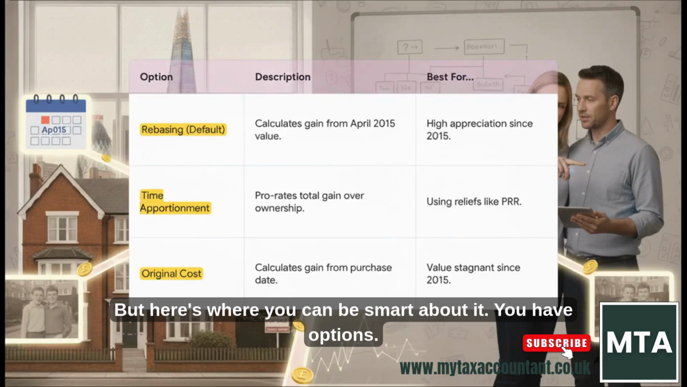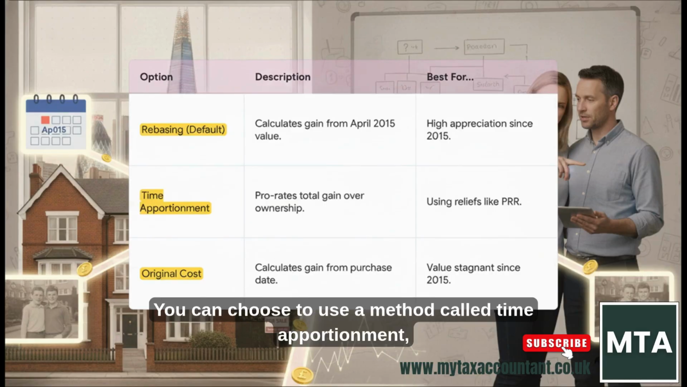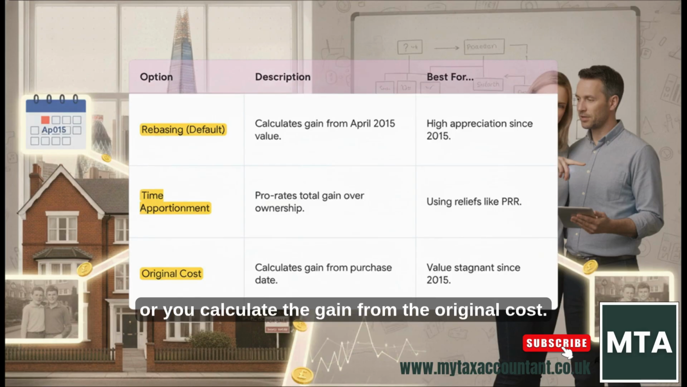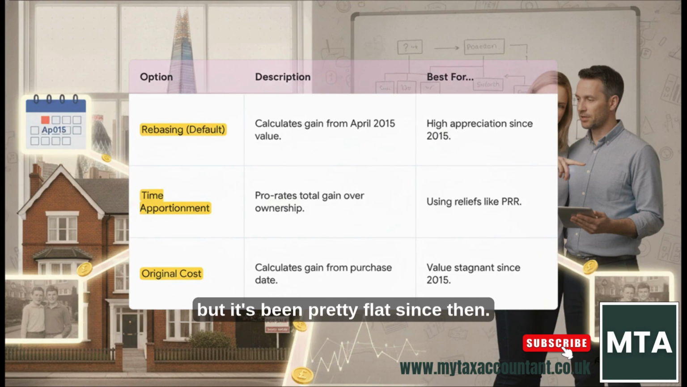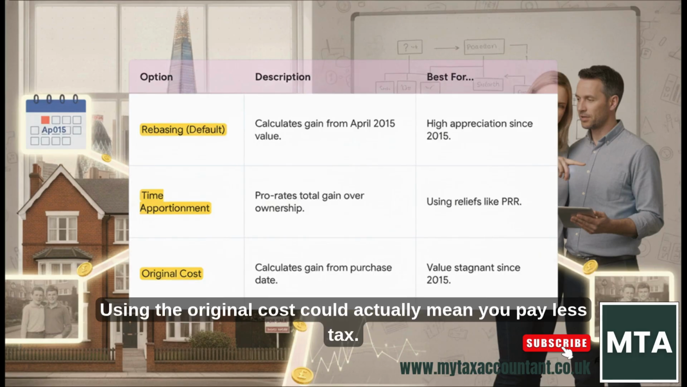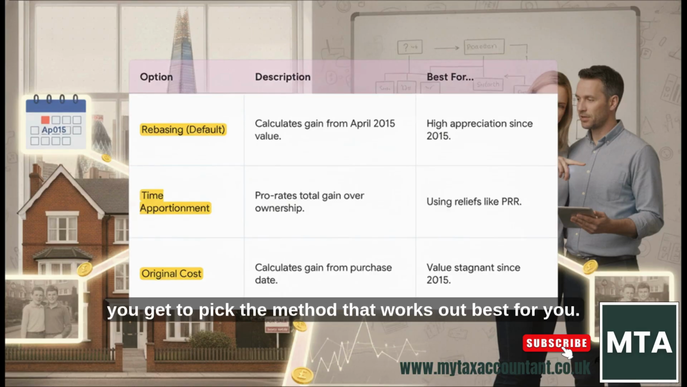You have options. Rebasing is what they use automatically, but it might not be the best for you. You can choose to use a method called time apportionment, or even calculate the gain from the original cost. Now, why on earth would you do that? Well, let's say your property's value shot up before 2015, but it's been pretty flat since then. Using the original cost could actually mean you pay less tax. The bottom line is, you get to pick the method that works out best for you.